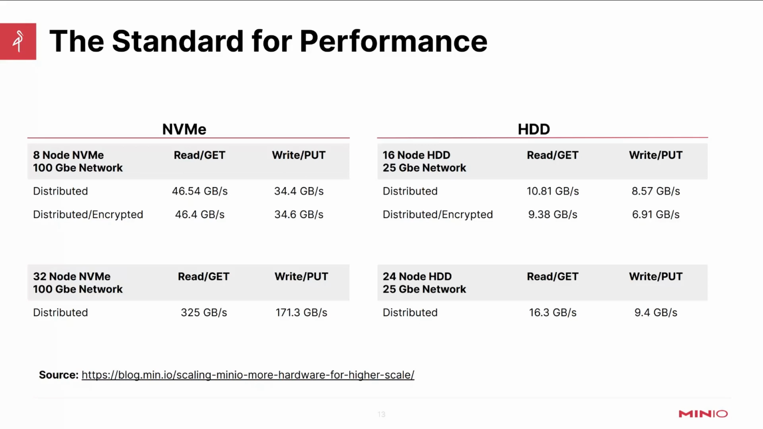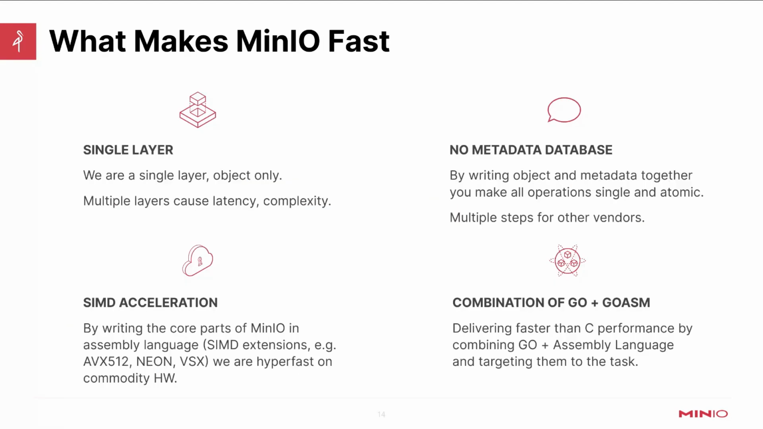So this is a list of the numbers from some of our benchmarking. On the right-hand side, you'll see some hard drive numbers. On the left-hand side, you see some NVMe numbers, but the ones that we are concerned about for this slide are the bottom left, where we're talking about the 32-node NVMe network. If you look at the gets here, the gets are going at 325 gigabytes per second for a 32-node cluster. So that means each node is doing about 10 gigabytes per second. So it's saturating that 100 gigabit network, and you're getting the full hardware speed. These benchmarks are published with that link below, and the benchmarks are meant to be repeatable. So if you'd like to test these in your own environment, the things that you need to do that are in the benchmark itself. So what makes MinIO fast?